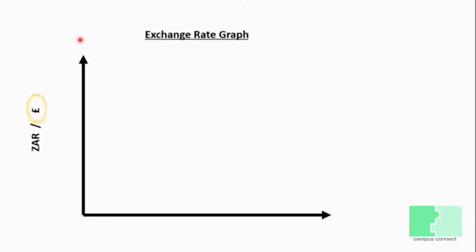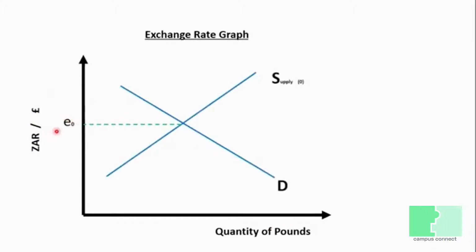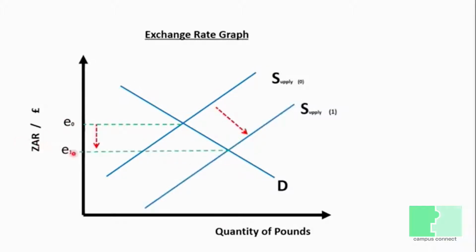First step, we look at our y-axis. In this case, we're back to looking at rands against pounds, so everything's about the quantity of pounds. Let's map in our demand and supply. There's our equilibrium exchange rate, and our supply increases, which is this movement right here, and our equilibrium exchange rate decreases. From this movement, we can conclude that there's an appreciation of the rand and a depreciation of the pound.